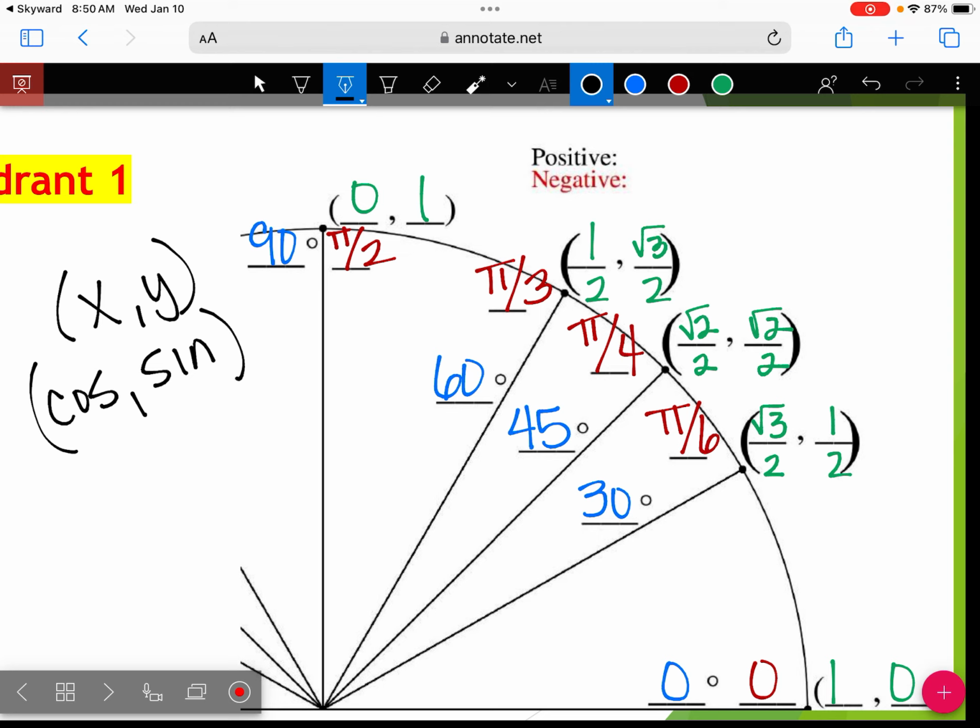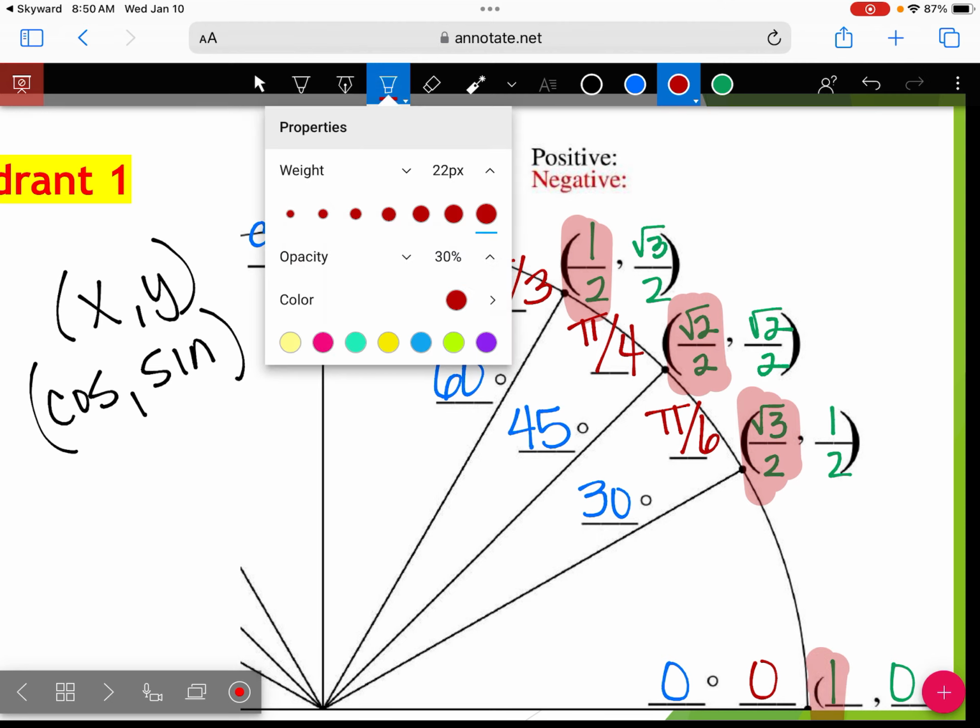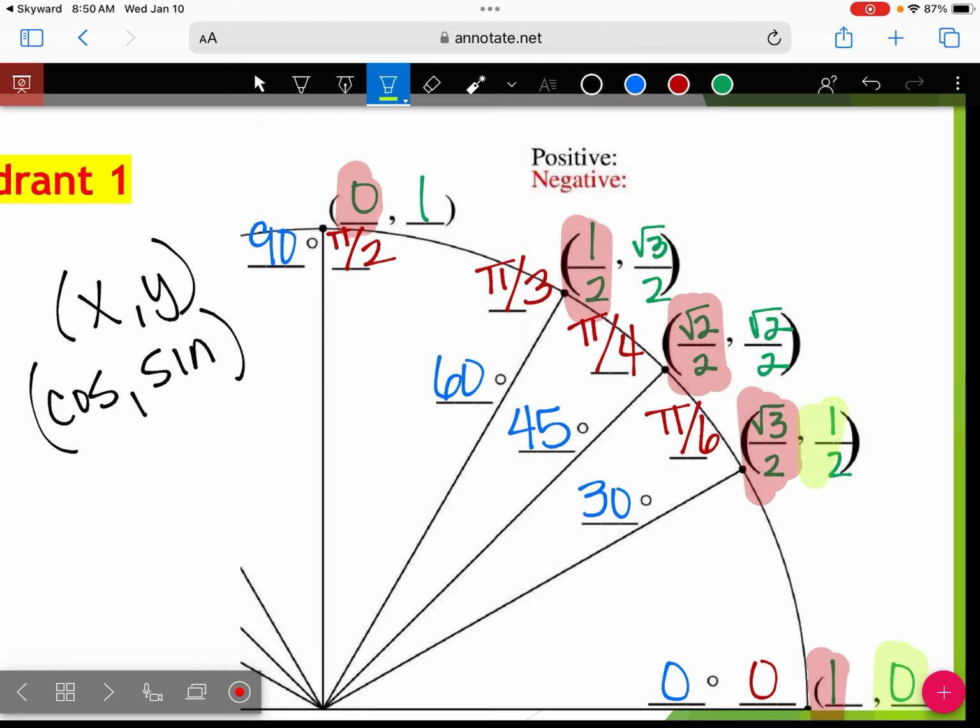So maybe I should have used different colors. I might do different colors for 5th period. These numbers here are my cosines, and these numbers here are my sines. One more question. What is the sine of 90 degrees? 1.